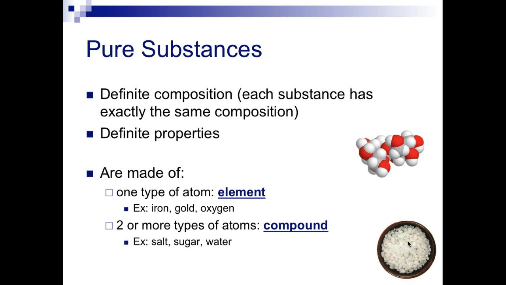An example of that would be like salt, sugar, or water. Those are not made up of just one kind of atom. They're made up of multiple kinds of atom. For example, salt is made up of sodium atoms and chlorine atoms. Sugar is composed of carbon, hydrogen, and oxygen atoms. And water is made up of hydrogen and oxygen atoms. So those are atoms, more than one kind, that are being bonded together to form a compound.